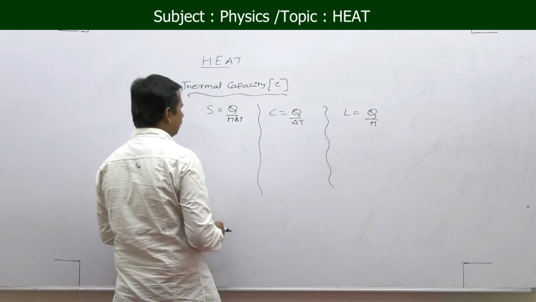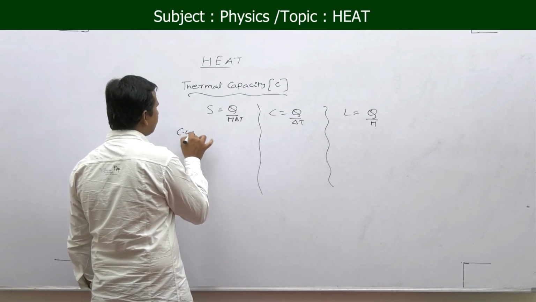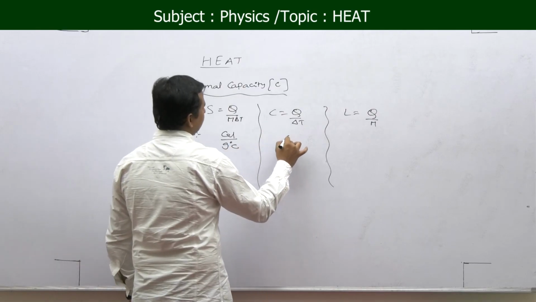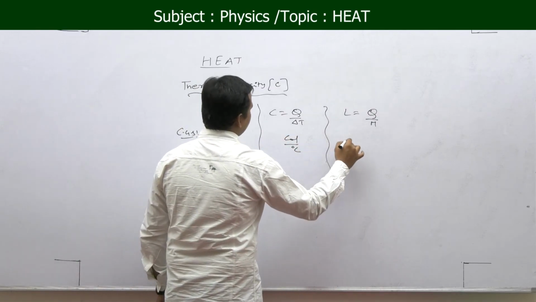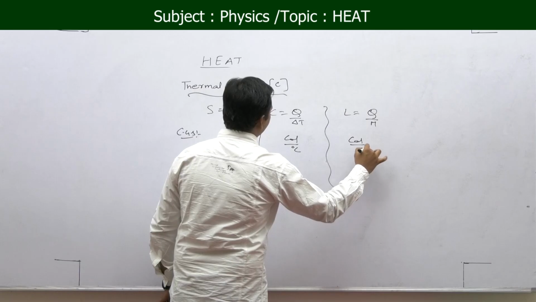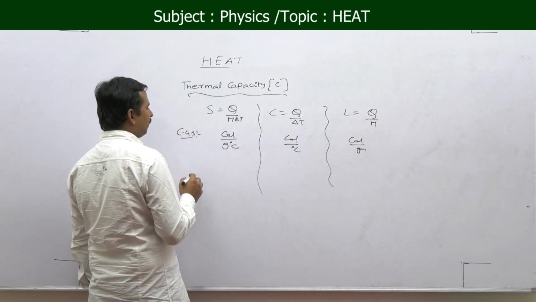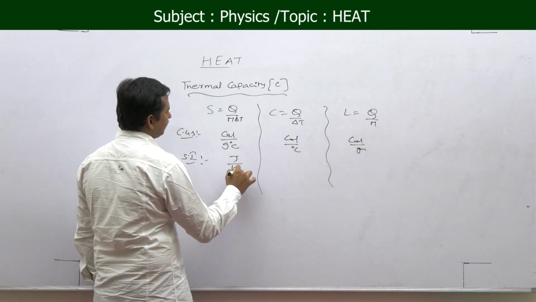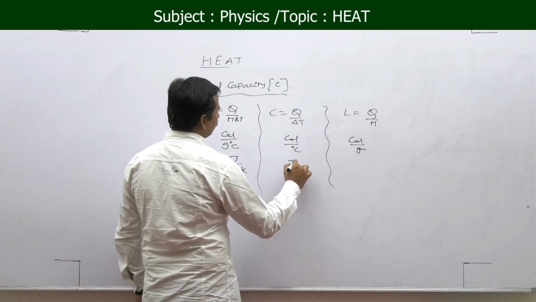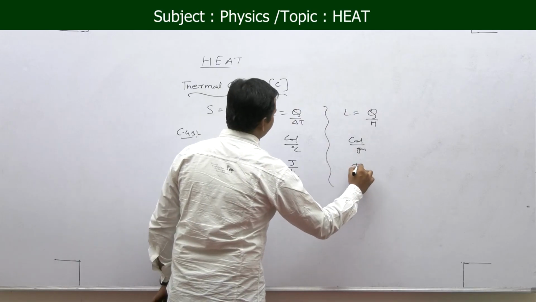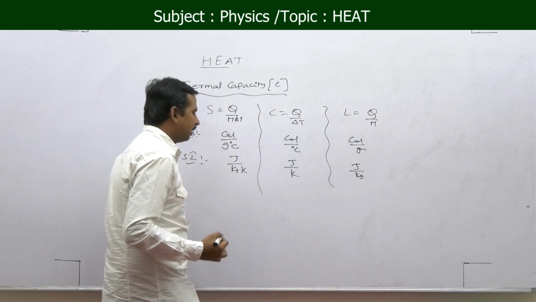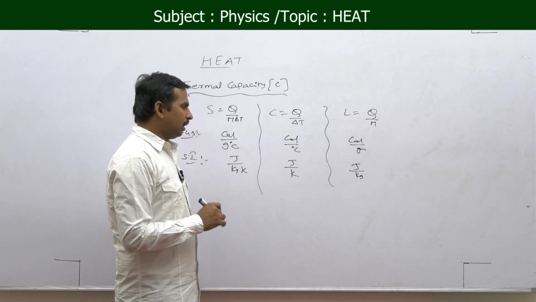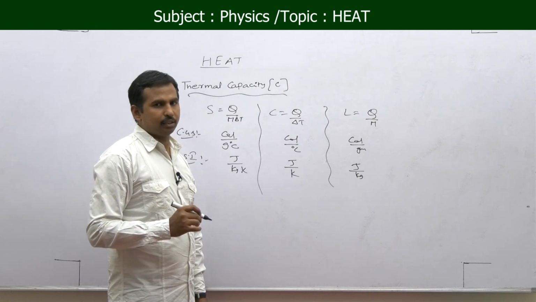Then if you check the units, in the CGS system, specific heat is calorie per gram degree Celsius, thermal capacity is calorie per degree Celsius, and latent heat is calorie per gram. In the same way, in the SI system, it is joule per kg Kelvin, joule per Kelvin, and joule per kg.